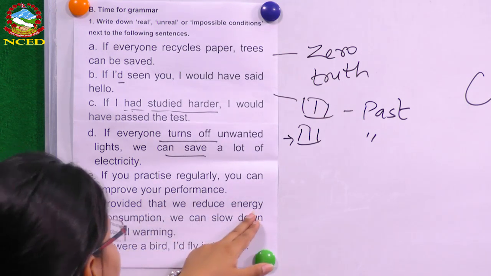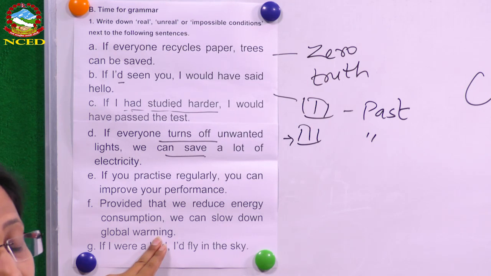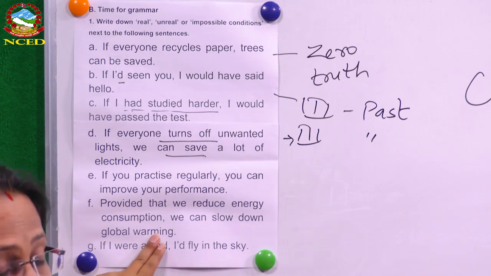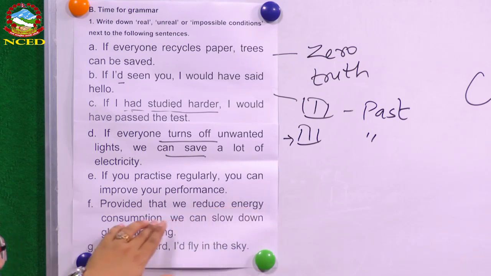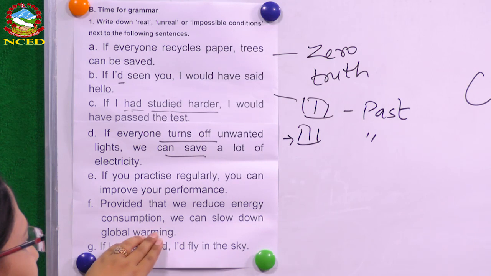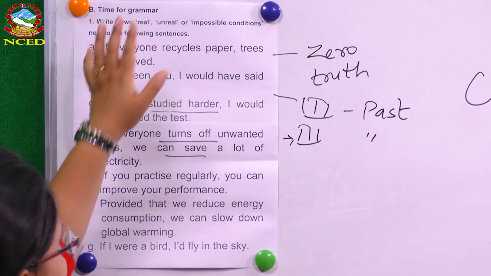Provided that we reduce energy consumption, we can slow down global warming. So that is again a real, possible thing, possibility. हामीले एनर्जी कन्जम्पसन भनेको ऊर्जालाई चाहिँ प्रयोग गर्ने जुन मात्रा छ हाम्रो त्यसलाई घटायौं भने ग्लोबल वार्मिङलाई पनि हामी बिस्तारै घटाउन सक्छौं. So that is real, okay?